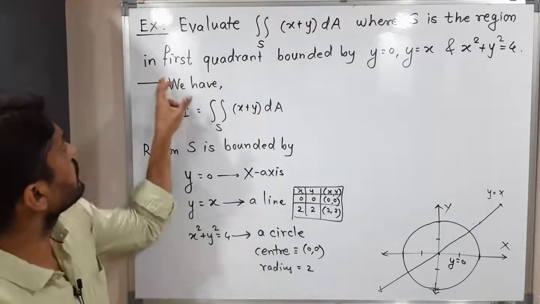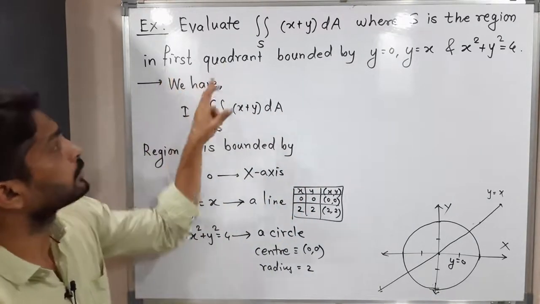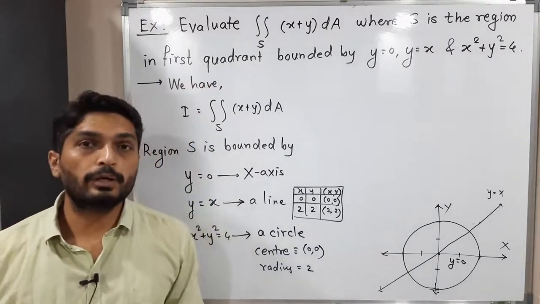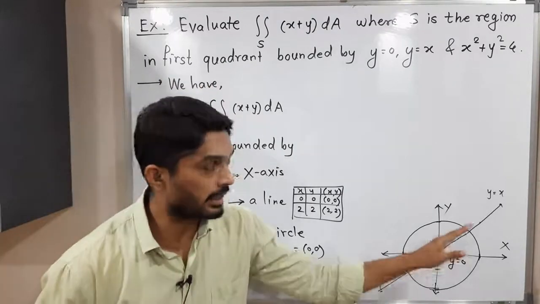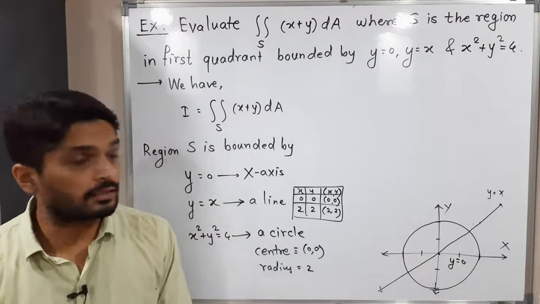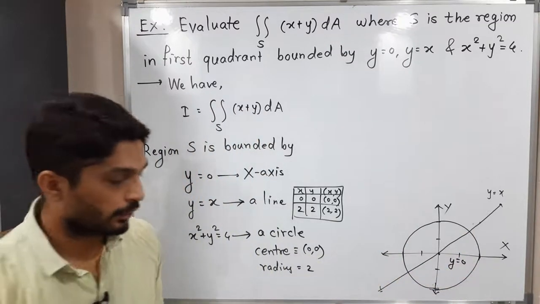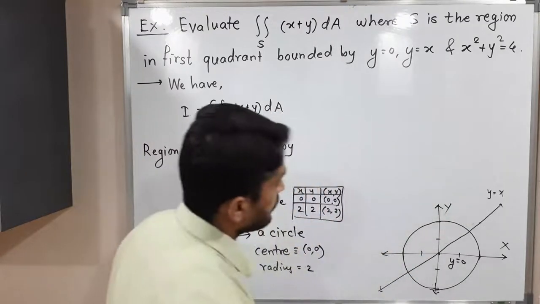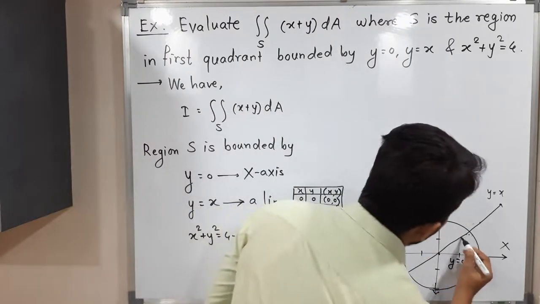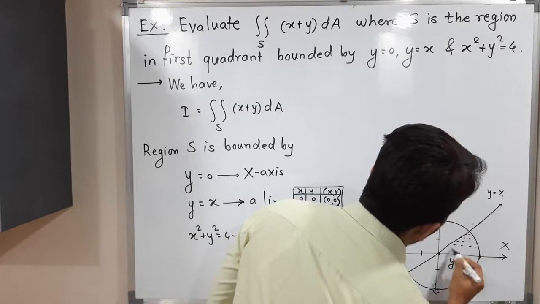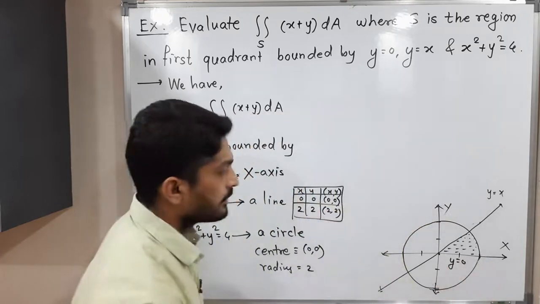And what have they mentioned? The region in the first quadrant only. So the region is bounded by the line, bounded by the circle, bounded by the x-axis, and which is in the first quadrant. So that means this is the region of integration.